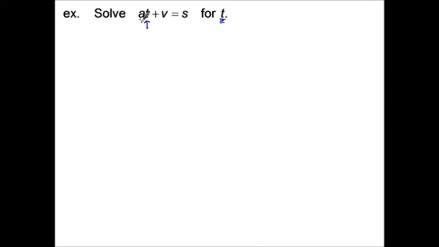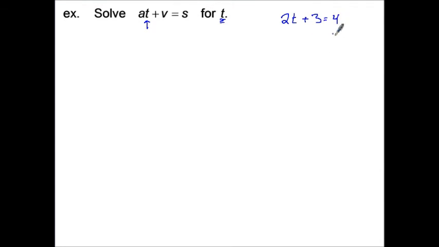Alright, so I've got an a and a v on the same side, so those are the ones I got to get rid of. And again, if you're a little bit confused, change the letters into numbers, and then just ask yourself what you would do. So instead of at plus v equals s, again, I'm going to leave the t being a t, but I'm just going to replace the other guys with numbers. And I'll just be very uncreative here and just use 2, 3, and 4. So I'll say 2t plus 3 equals 4.